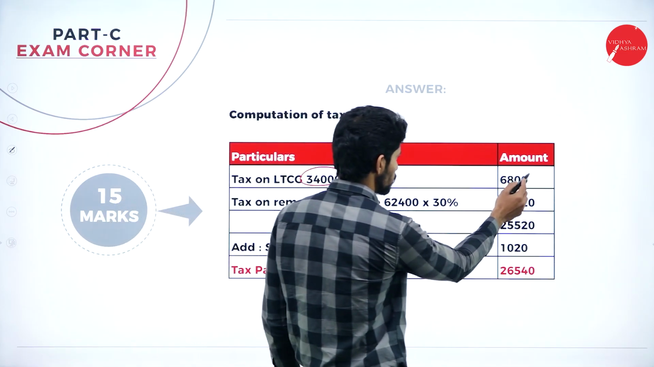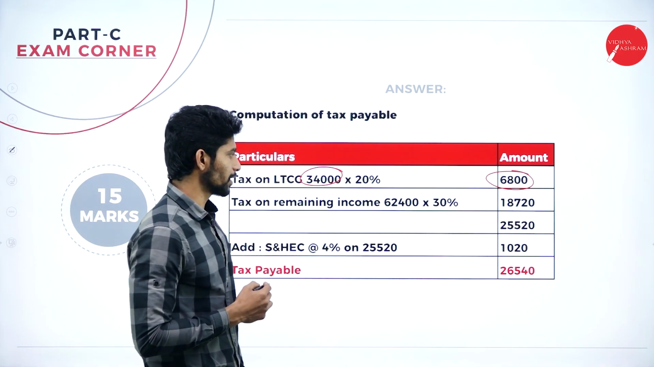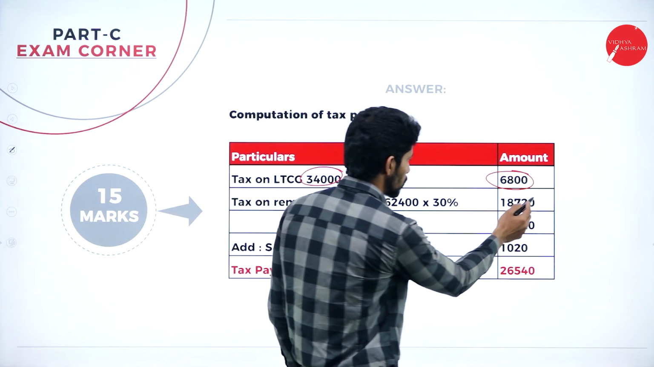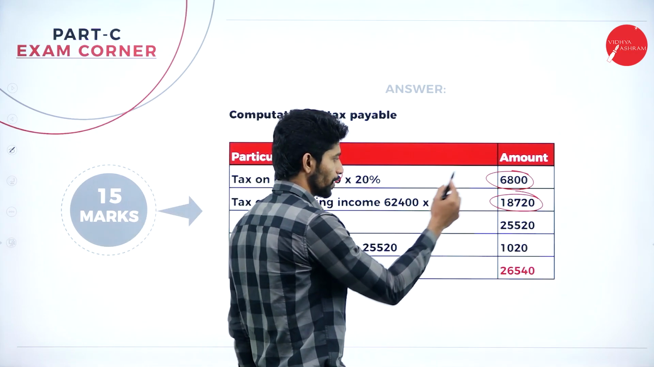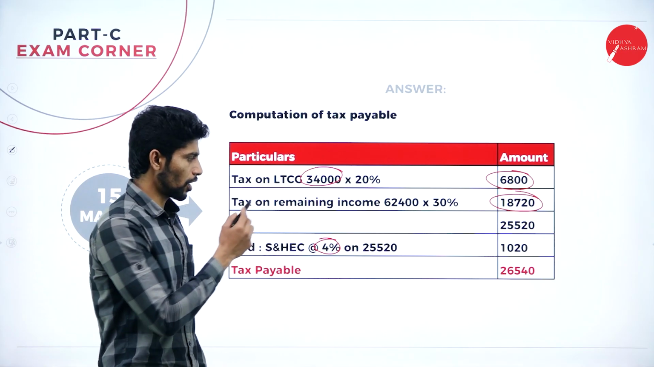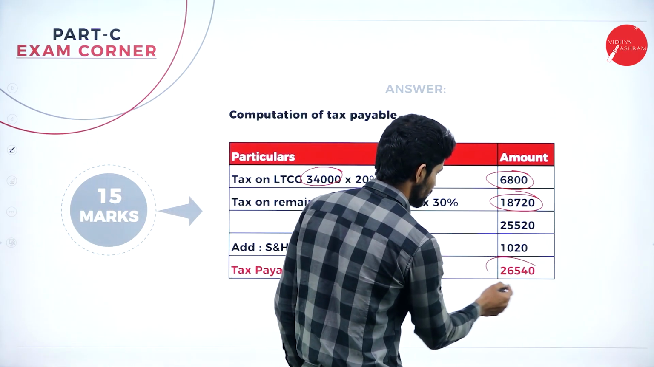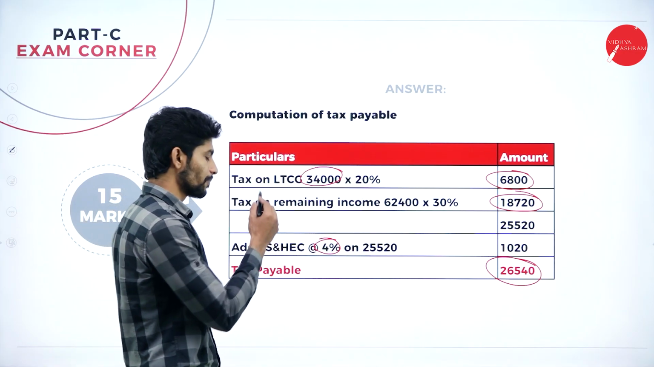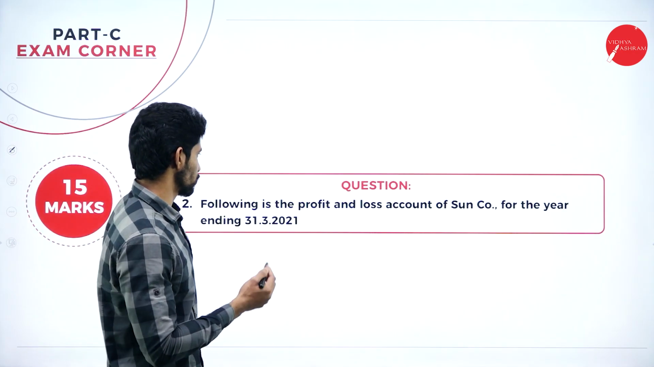34,000 into 20%, you will get 6,800. Next, tax on remaining income, 62,400 into 30%. So you will get 18,720. So total of 25,520, and add 4% of education cess on 25,520, you will get 1,020. So 26,540. 26,540 is the tax payable. Next, moving further to the second question.